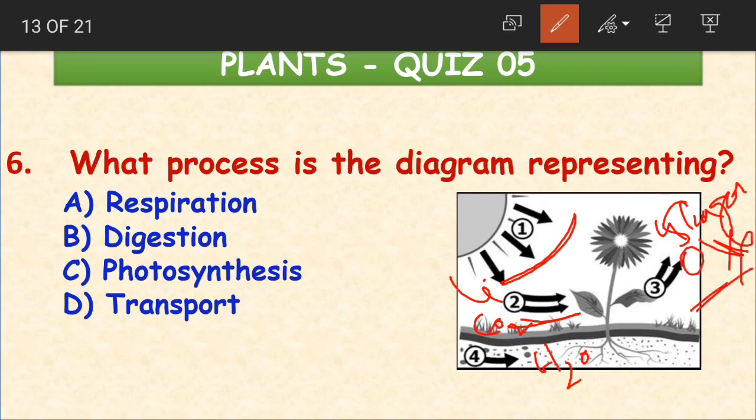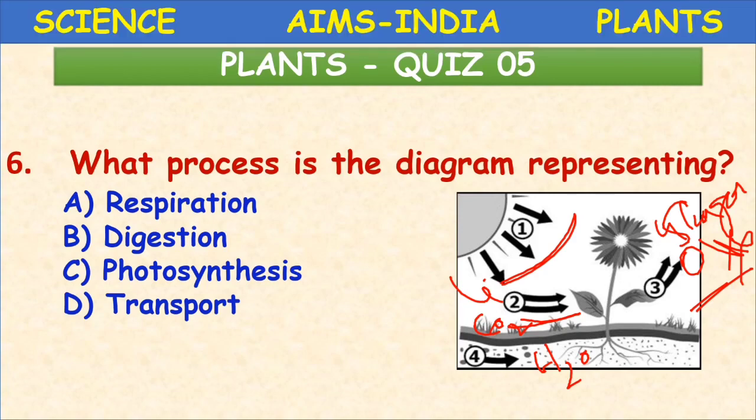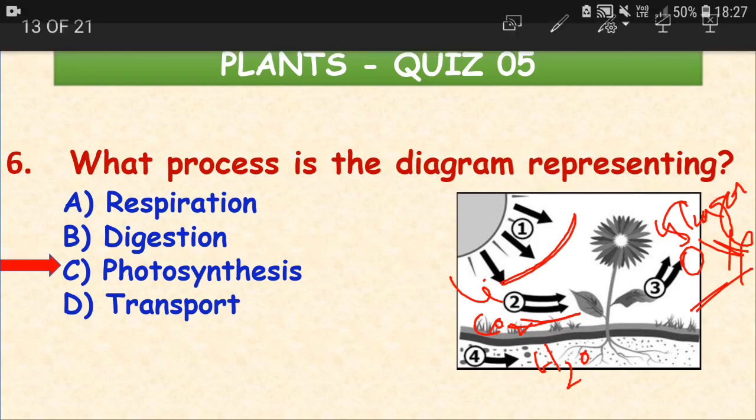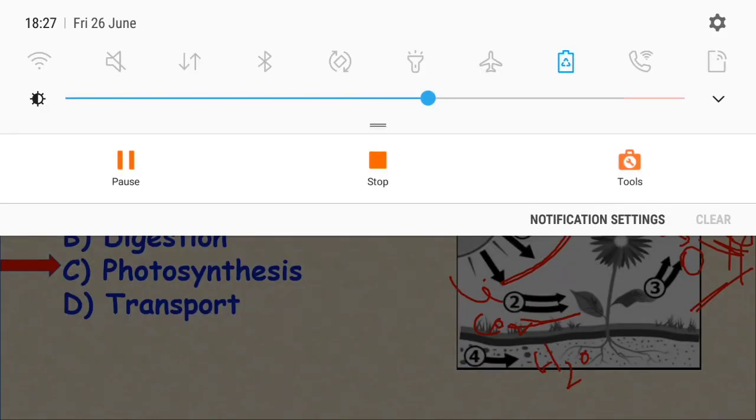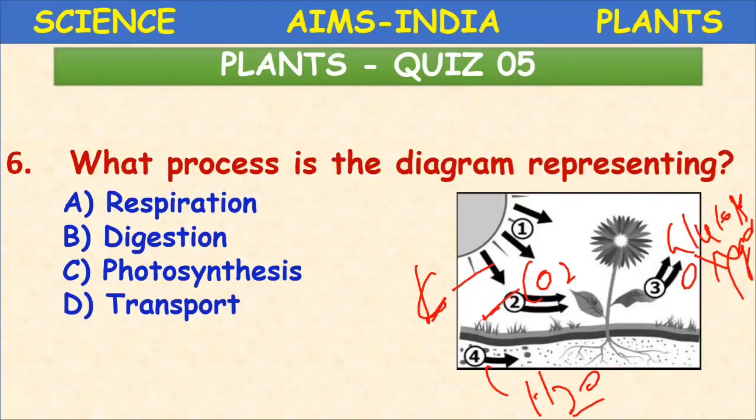So this process is called what? Yes, it is respiration. This is respiration. Clear, children? Oh, sorry. Yes, children, any guesses? This is the process of making food. So the right option is C, photosynthesis. Clear, children?